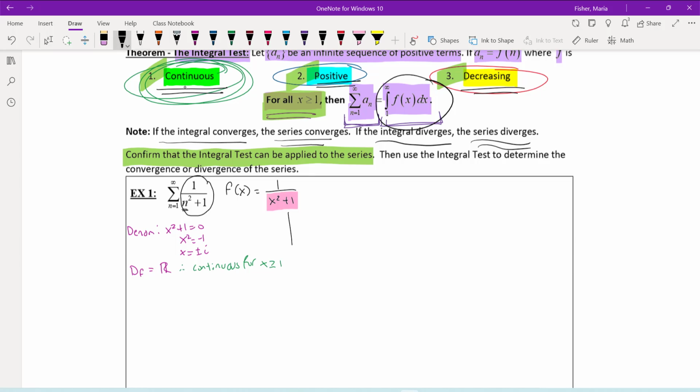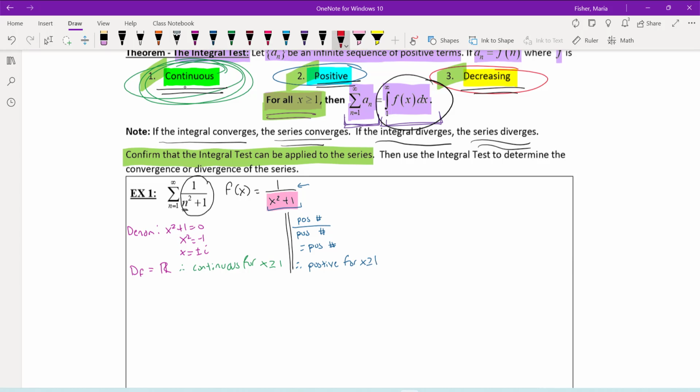The next thing I need to do is show that I'm positive. Well, that's actually really easy. All you have to do is look at your function. Look at this numerator. The numerator is always a positive number. The denominator, something squared plus 1, is also always a positive number. Well, a positive number divided by a positive number is going to equal a positive number. Therefore, you know that you are going to be positive for x's greater than or equal to 1.